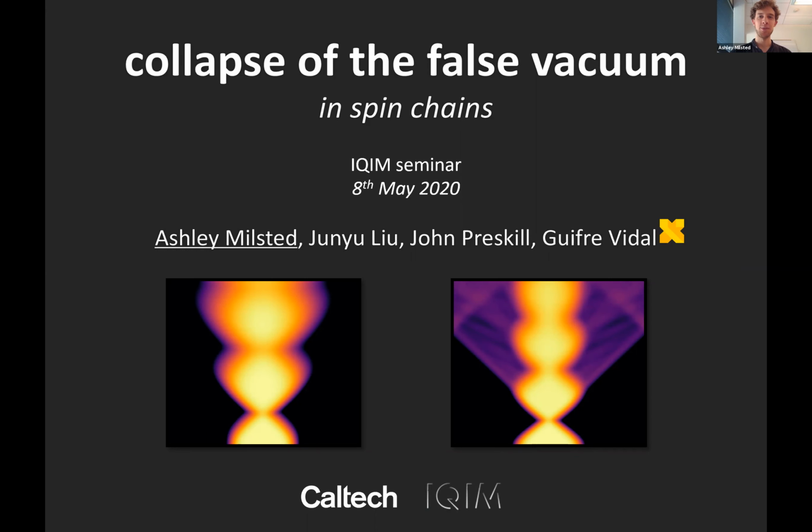All right, so this is work with Junyu Liu, a grad student here at Caltech, and John Preskill and Geoffrey Vidal, who's at the Alphabet subsidiary X, formerly known as Google X at the moment. And the work is about collapse of false vacuum bubbles in spin chain systems.